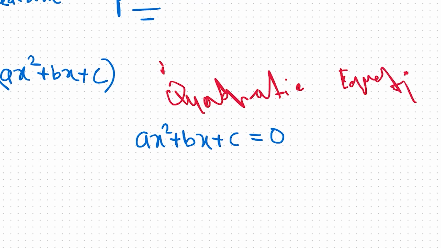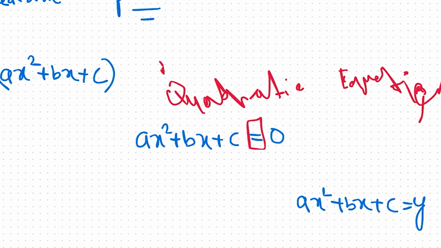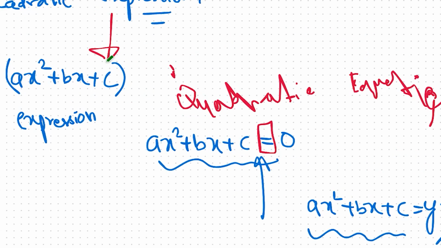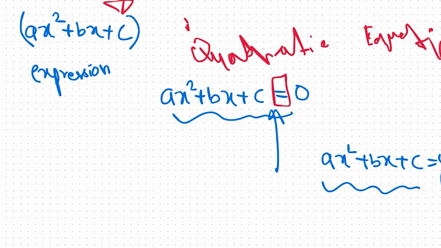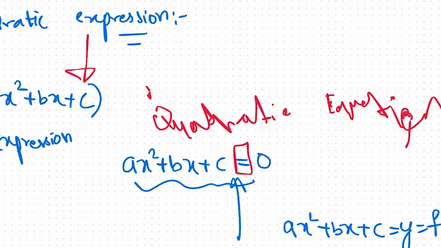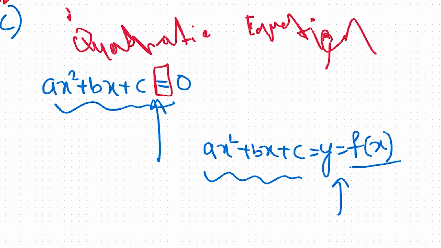Equation means you can get is equal to 0. But what if I write the third one? ax square plus bx plus c is equal to y or is equal to f of x. What is this called? Function. Quadratic function. If there is no equal to sign, it is called an expression. That is the main thing. First things first: expression means there is no equal to sign. Equation means is equal to 0. Function means is equal to f of x.